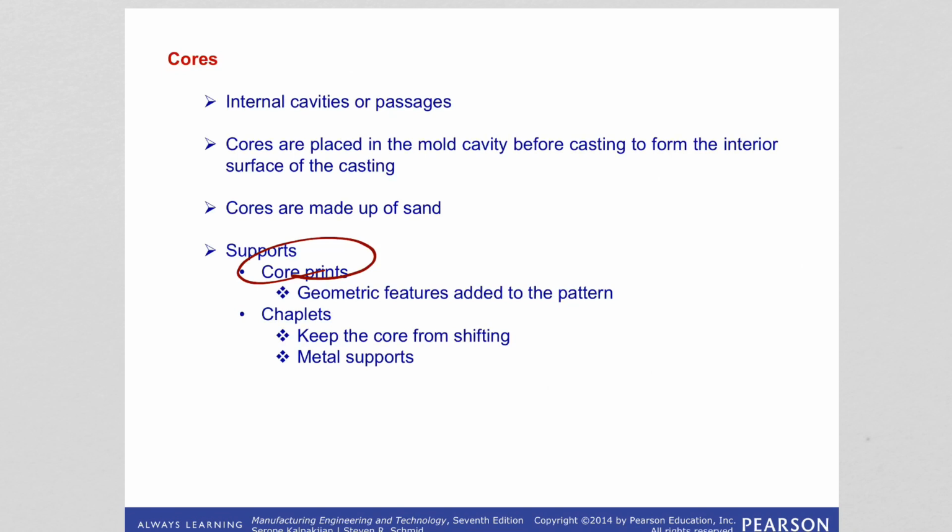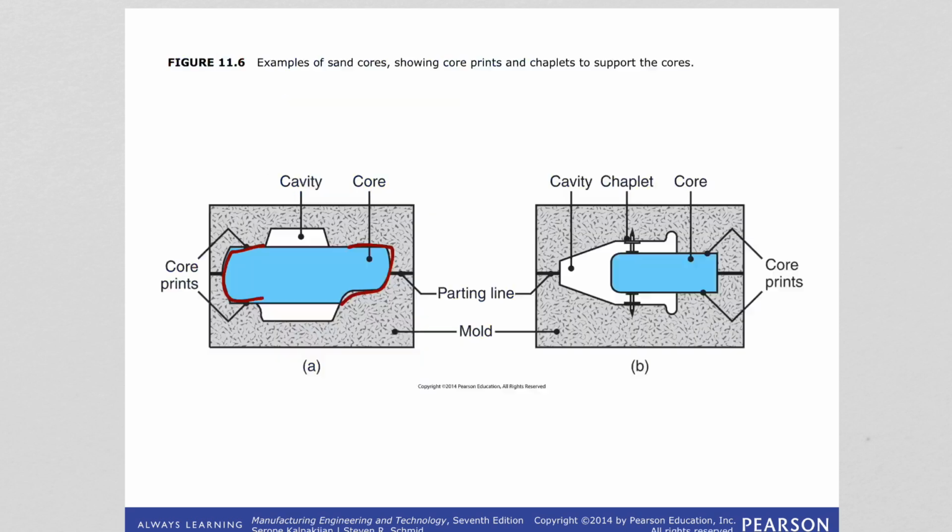So there are also chaplets. Chaplets are again to keep the core from moving around, shifting. Metal supports, those are called chaplets. They can be used to anchor the core in place, and we are seeing that in here, right? Because we don't want this core, which is forming the inner surfaces of your part, to move around during the pouring of the metal. So that's why they need to be anchored inside the mold.